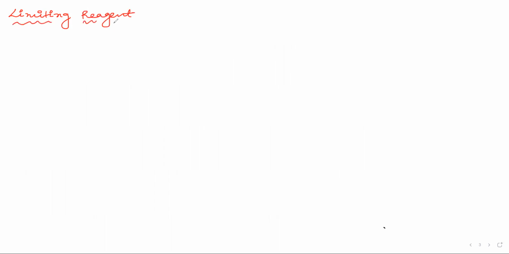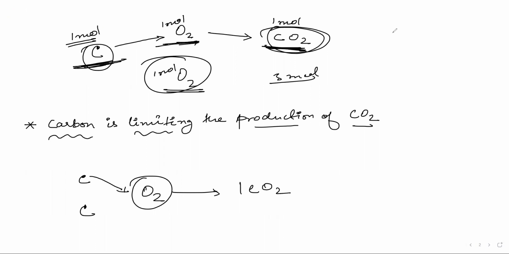Okay, so how to identify what is the limiting reagent? It is very easy. We had 2 scenarios, case A and case B. In case A, we have 2 reactants, carbon and oxygen. Tell me, which one got completely consumed? Did carbon get completely consumed or oxygen? Carbon. Carbon got completely consumed, right?